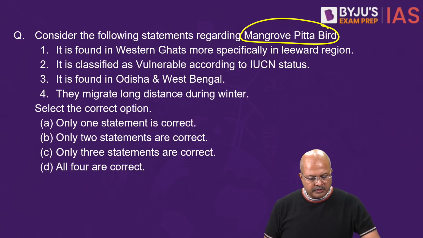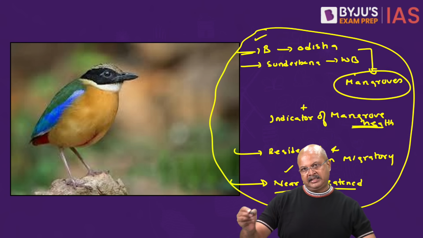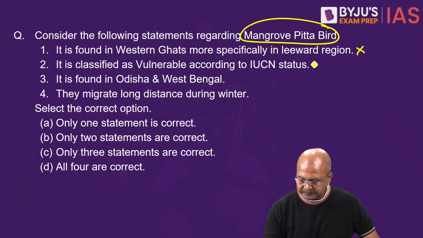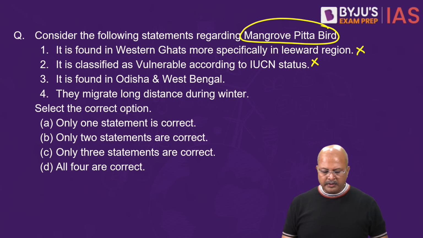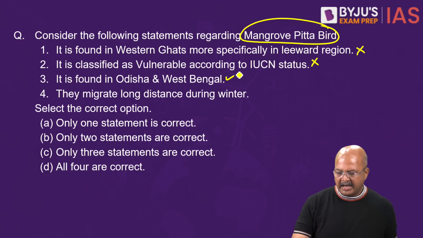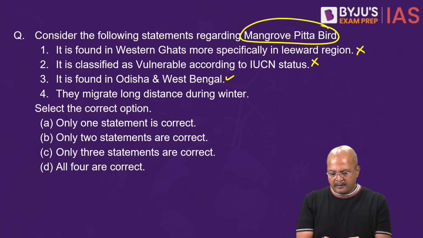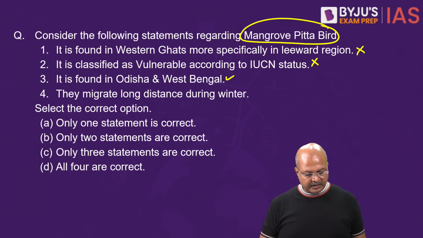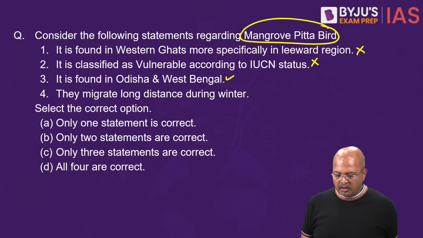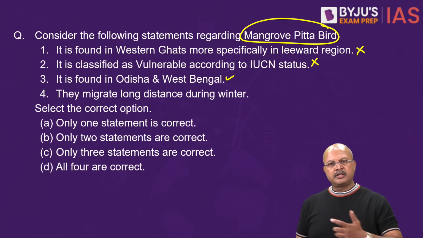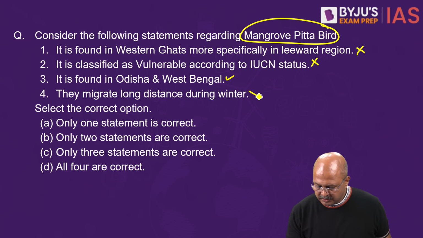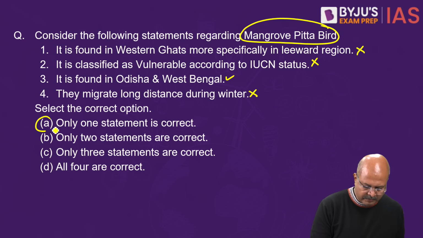Now we'll see the options. It is found in the Western Ghats, more specifically in the Leeward region. It is wrong. It is classified as vulnerable. So it is not vulnerable, it is classified as near threatened. Then it is found in Odisha and West Bengal, the mangroves, Bhitarkanika of Odisha and Sundarban of West Bengal. They migrate long distances in winter. They are residential. They do not migrate. So only one statement is correct here.